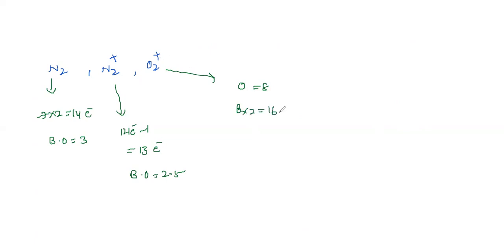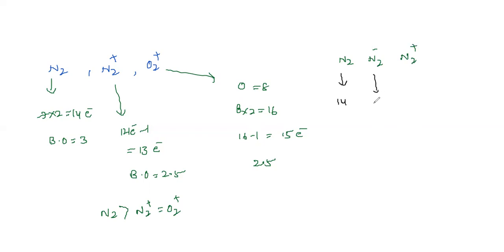For O2 plus, it is loss of 1 electron: 16 minus 1 is 15 electrons, and 15 electrons is also 2.5. So the bond order is N2 greater than N2 plus, which is equal to O2 plus. Generally they ask about N2 minus and N2 plus. Here N2 minus means 1 electron increases. So 14 electrons, 15 electrons, and 13 electrons: bond order 3, then 2.5, and also 2.5.